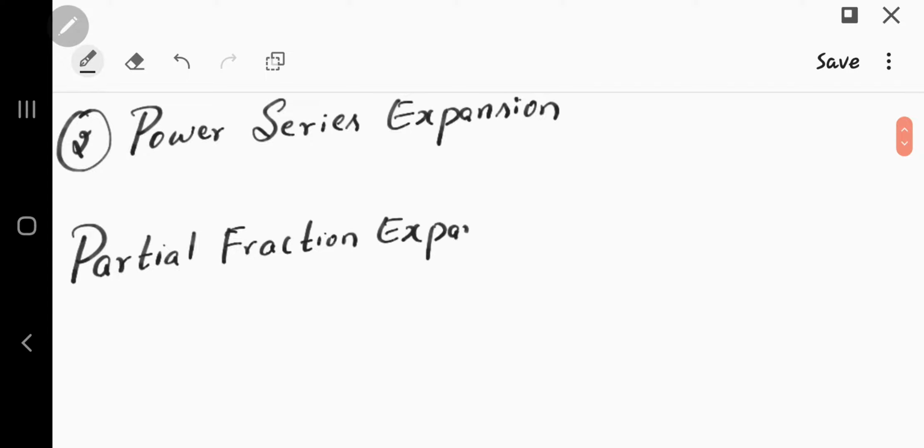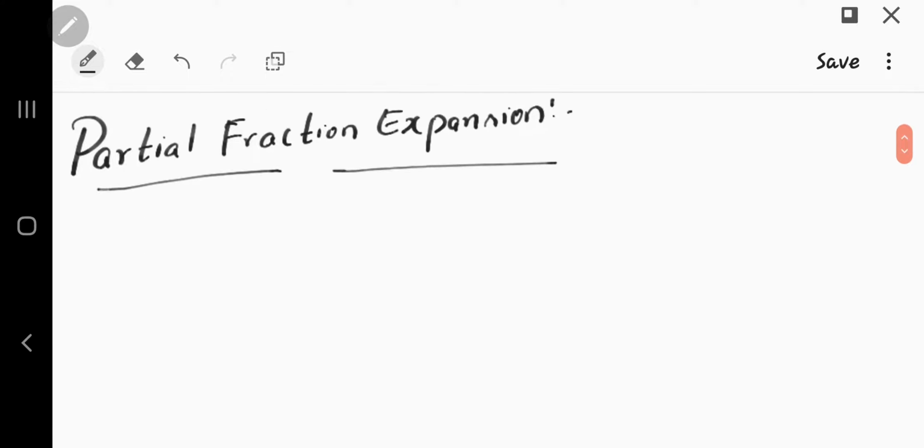Now we'll start with the first one, that is partial fraction expansion method. Now the partial fraction expansion is given in this form. That means x of z will be given. You have to find x of n here.